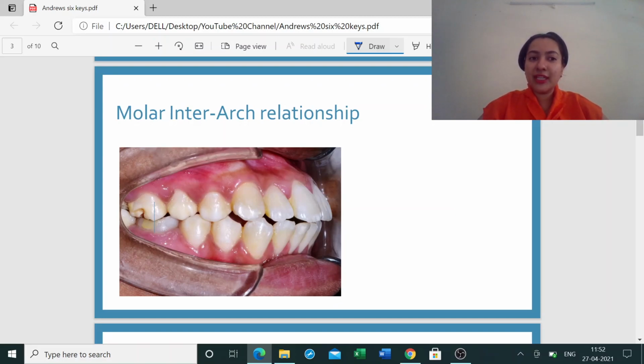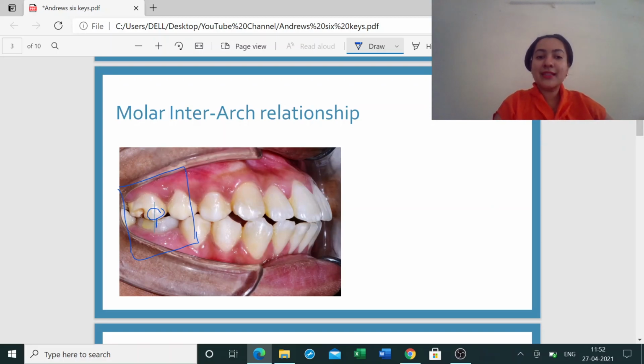So the first key which he gave is molar interarch relationship. All of you must know what is class 1 molar, class 2 molar and class 3 molar. Knowing it properly is very important. Identification of molar relation is very important. Each and every criterion has to be kept in mind. The first thing he said is that this molar relationship should be absolutely tight and the contact should be very good. According to Andrews, the mesiobuccal cusp of the upper first molar should occlude in this groove. This was the first thing he told.